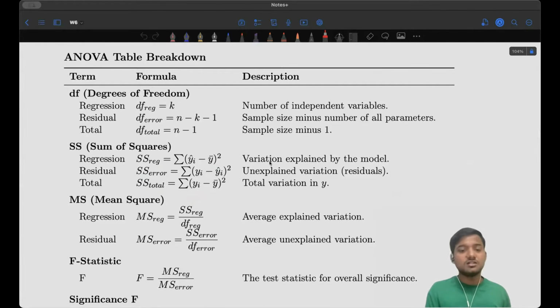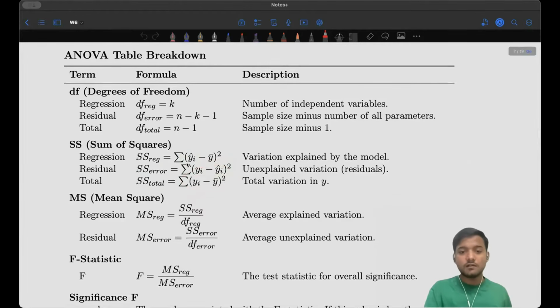What is the sum of squares regression? This is the variation explained by the model, because this y predicted is your beta 0 plus beta 1 x1 and so on and so forth, right? And what is the unexplained variance? This is the unexplained variance, what we cannot capture, and this is the total variation in y, right? So this is what we have.